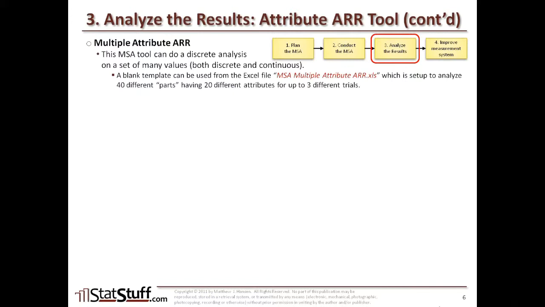The template that I have available on the website is when you have 40 different parts that you're evaluating, and you have 20 different attributes or 20 different maybe sets of data that you're analyzing for each of those parts, and it supports up to 3 different trials that are being run. So it's very versatile, allowing you to work with multiple parts, multiple attributes, and also at least up to 3 different trials that are run.